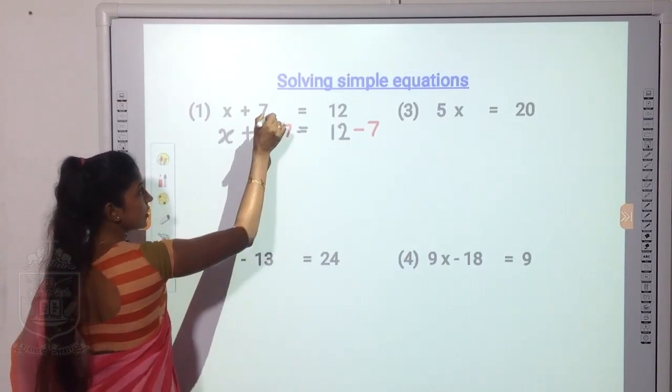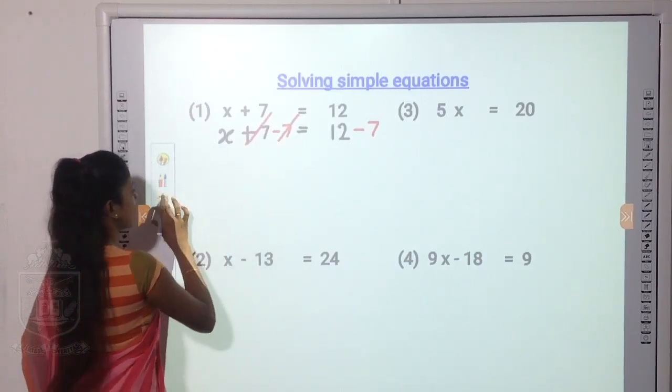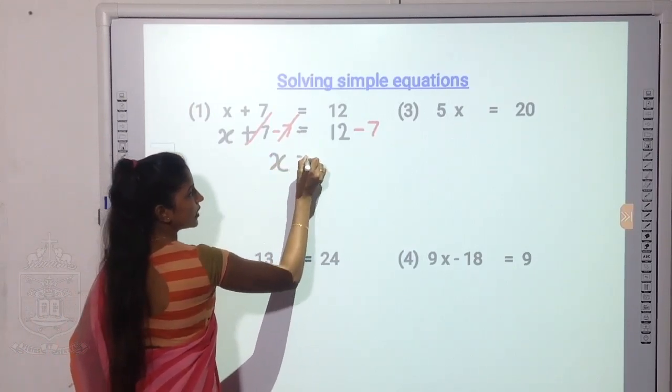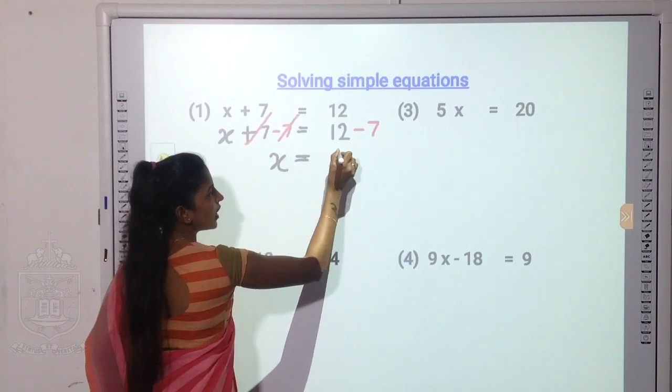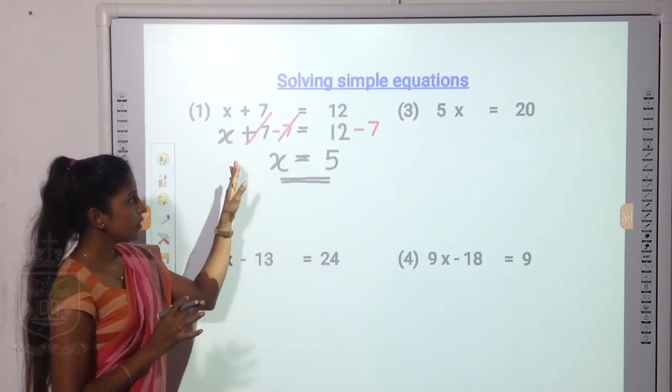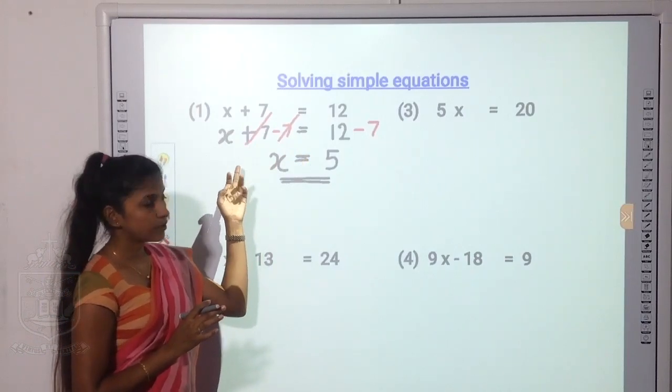So now you can see this 7 and 7 will be cancelled and what's remaining on the left hand side is x. So x equals 12 minus 7. Answer is 5. So you all can see it's very simple. You have to do the opposite of the number that you have to remove.